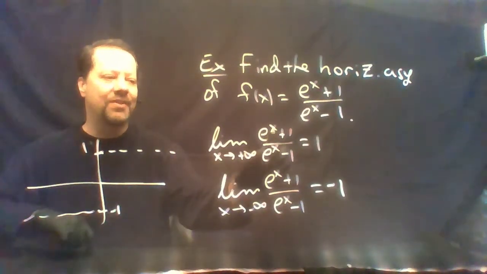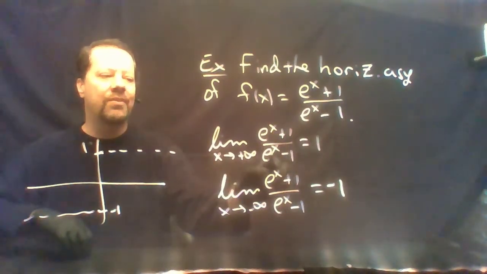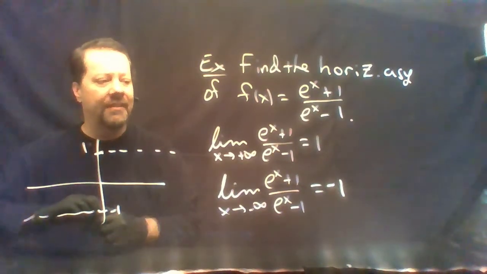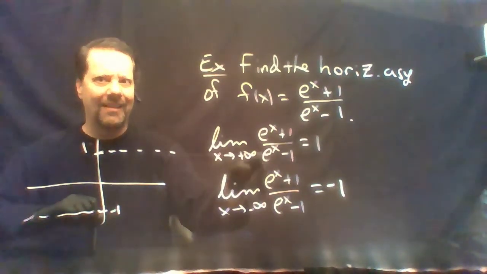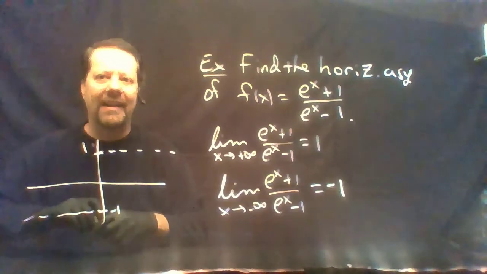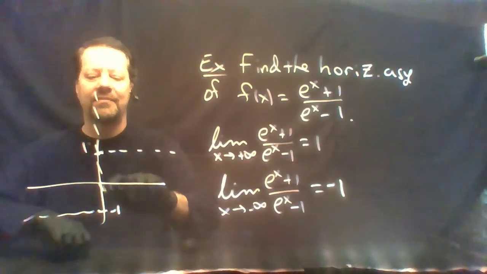When x is equal to 0, you get e to the 0 is 1 plus 1 is 2. And in the denominator, you have something that goes to 0. E to the 0 is 1. 1 minus 1 is 0. You will, in fact, have a vertical asymptote at 0 as well.